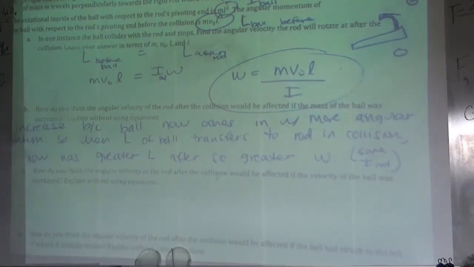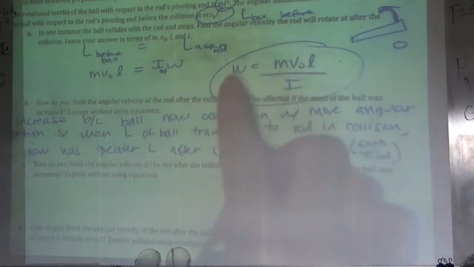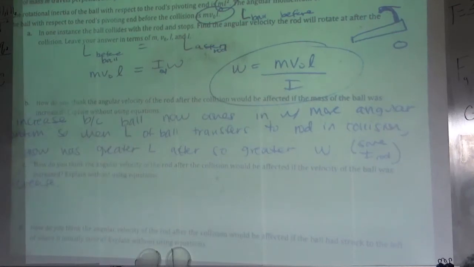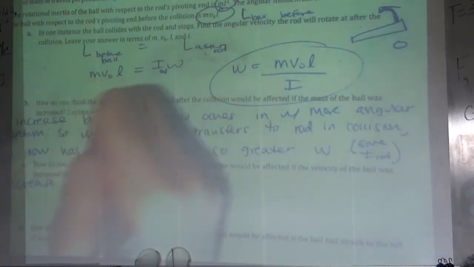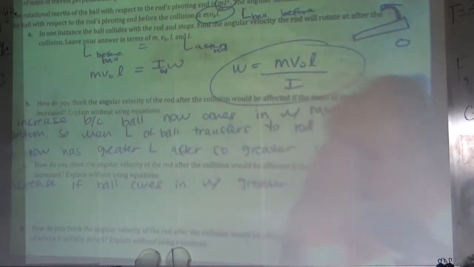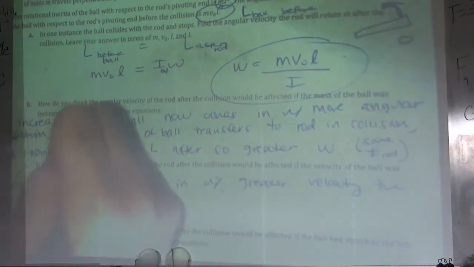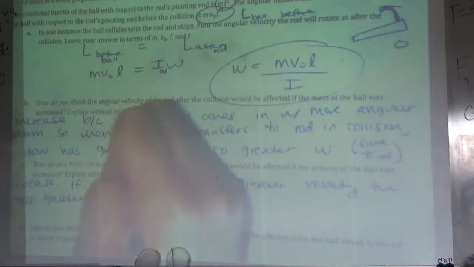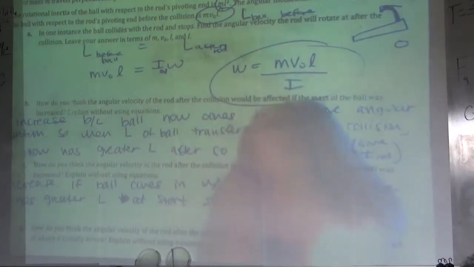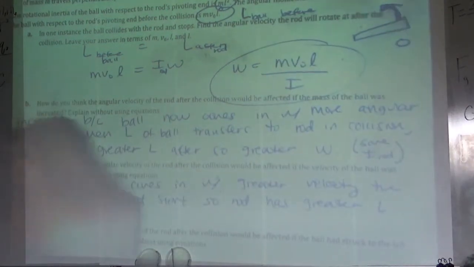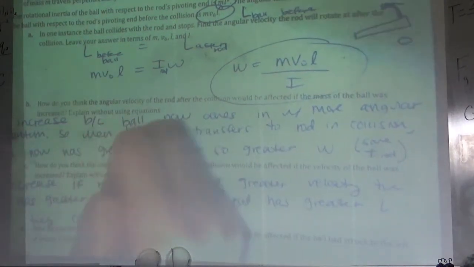All right, how do you think changing the initial velocity of the ball would impact the angular velocity of the rod? So again, you can look and say, oh, if this is bigger, then we know omega would again increase. And it's basically for the exact same reasoning, because if the ball comes in with a greater velocity, the ball has greater angular momentum at the start. So when they collide, the rod has greater angular momentum after they collide and transfer.